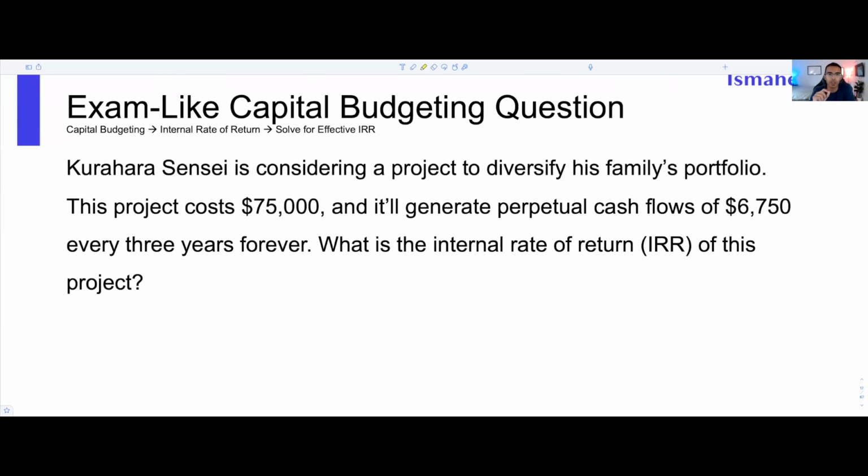So in this video, we're going to figure out how to solve for the effective IRR of a project. Now, this is a final exam question because students typically don't really know how to mix what they learn in the time value of money chapter with the capital budgeting chapter. But after this video, you'll be a pro.